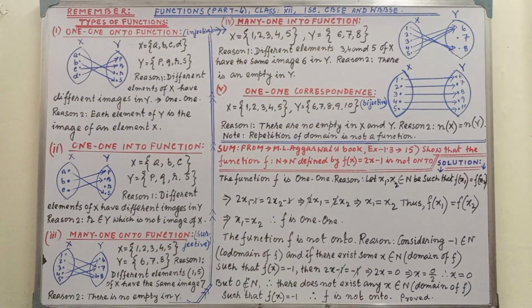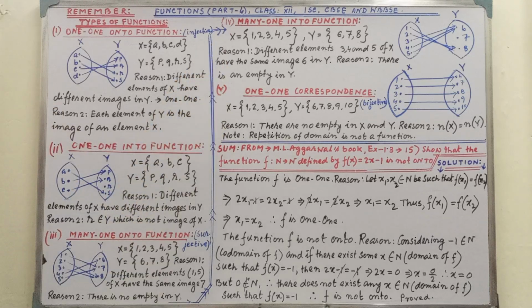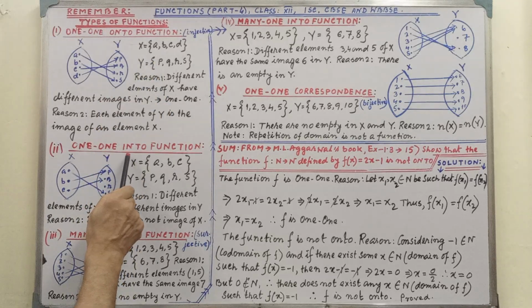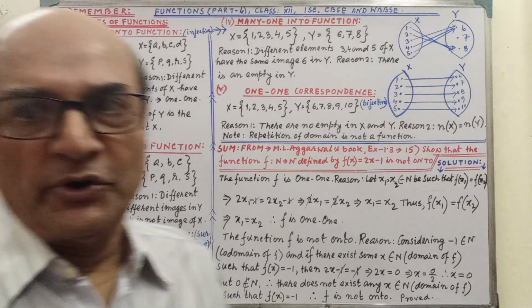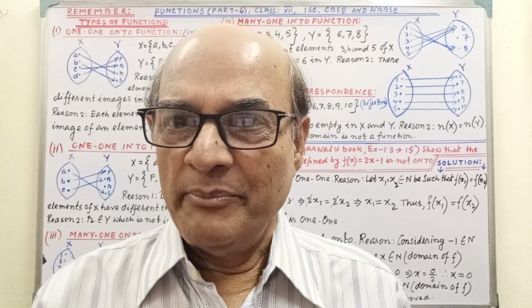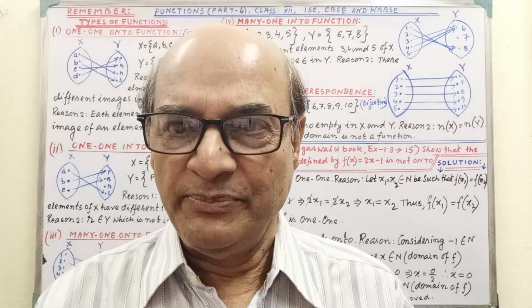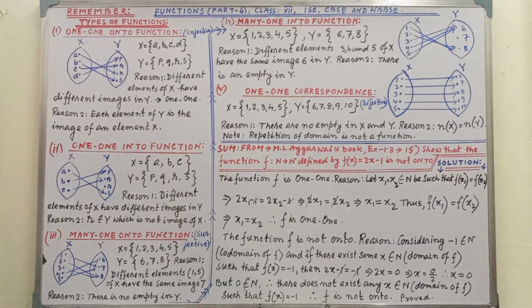Remember, these are the types of function. There are 5 types: 1, 2, 3, 4, 5. One-one into function, one-one onto function, many-one into function, many-one onto function, and another, one-one correspondence. These are the 5 types of the function that you have to remember.